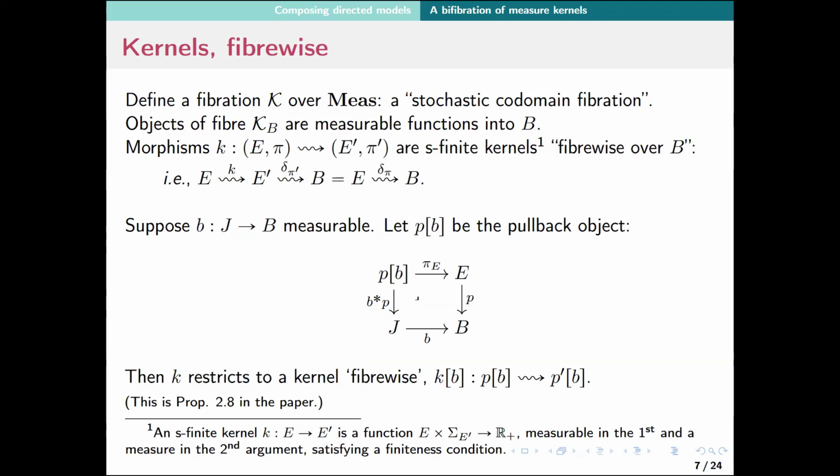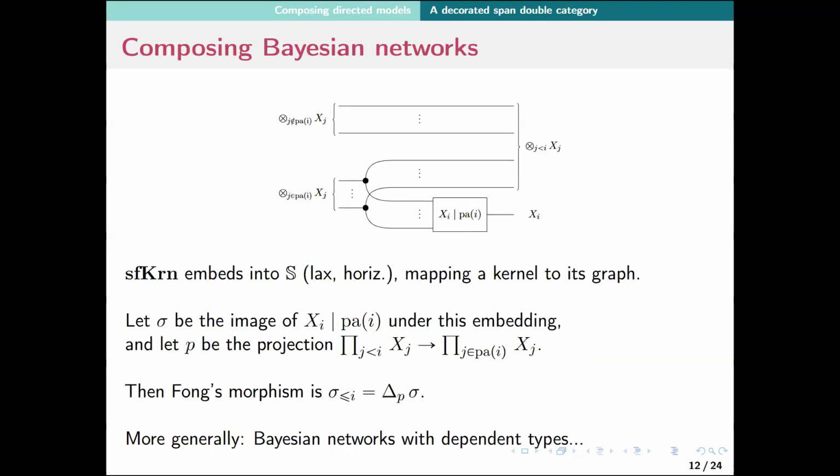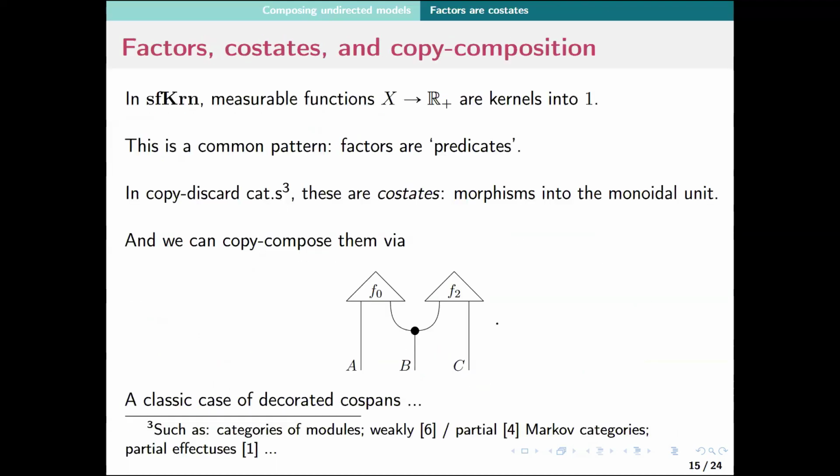And so the co-states in this monoidal category are exactly these factors. And this is quite a common pattern in modeling, in these so-called copy-discard categories, where you think of the co-states as predicates in some way. They're like dual to states. You compose a state with a predicate and it gives you a number, to say how good this state is in this kind of logical setting, something like that.